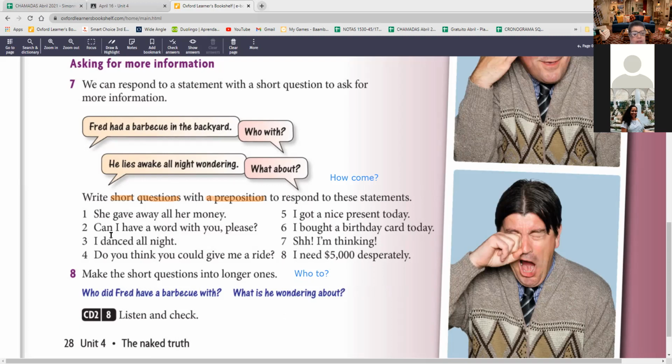Number two: can I have a word with you, please? What about? Yes, great, Lorena. So let's put here number two. Now, number three: I danced all night. Who with? Yes, sure.